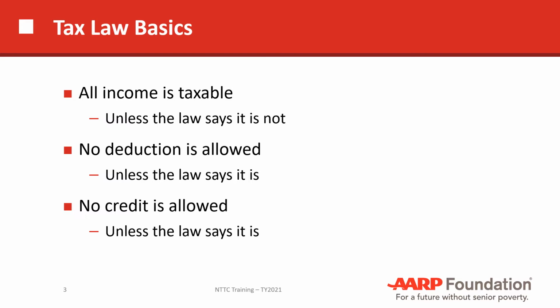So the basics of United States tax law. First of all, getting about as basic as you possibly can, all of the income that a person receives is taxable in the United States, unless, of course, the law says that it is not. And no deduction is allowed unless the law says it is. No credit is allowed unless the law says it is. So that gets down to the nitty-gritty, the very basics of it.